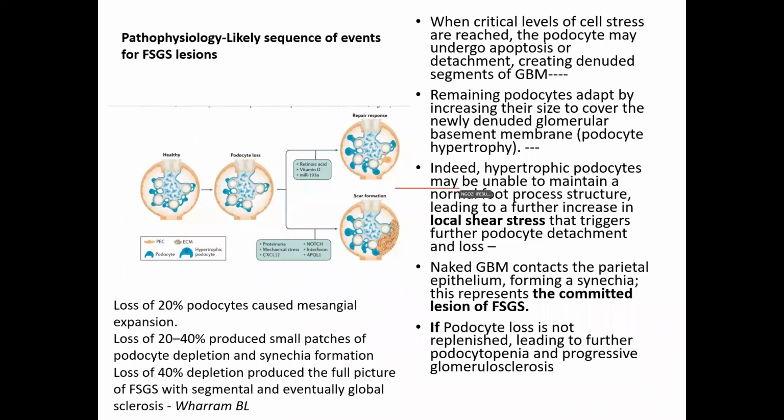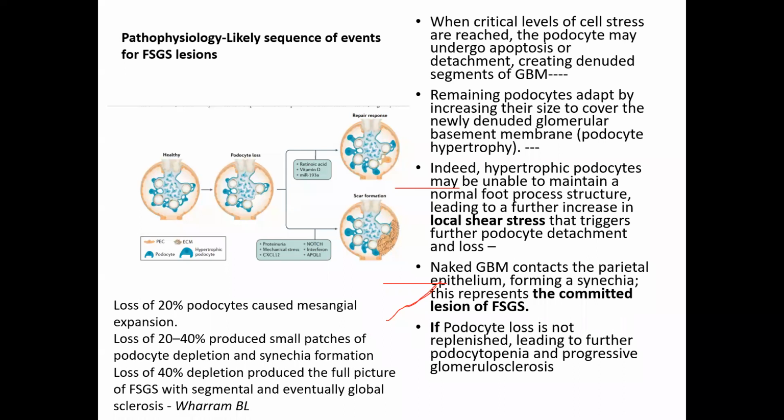How does this podocyte depletion cause the segmental sclerosis lesion? This is based upon in vitro and animal studies. I already told you the podocytes normally completely cover the glomerular capillary, so there is no direct contact of the glomerular membrane with Bowman's capsule. But what happens when there is podocyte injury and podocyte loss? When there is only 20% podocyte loss, initially the glomerulus will start glomerular hypertrophy.